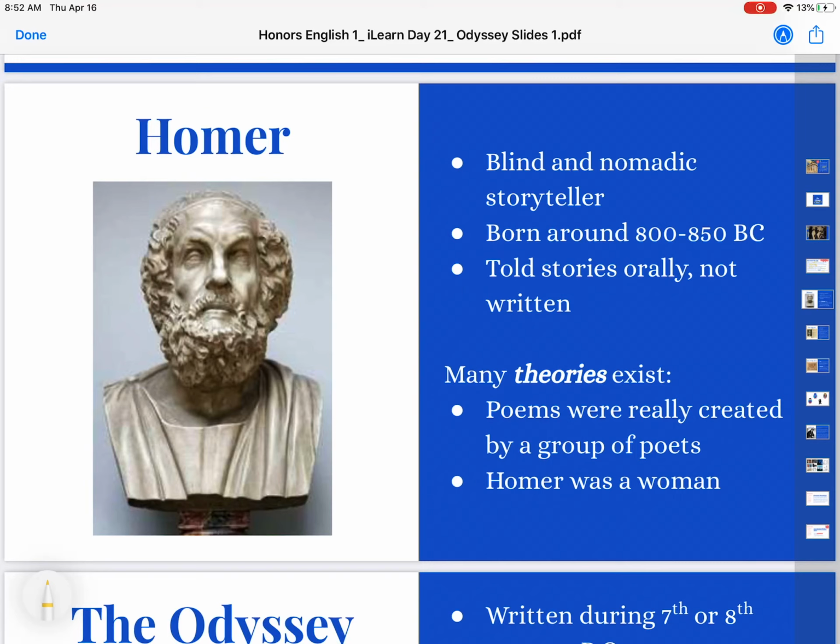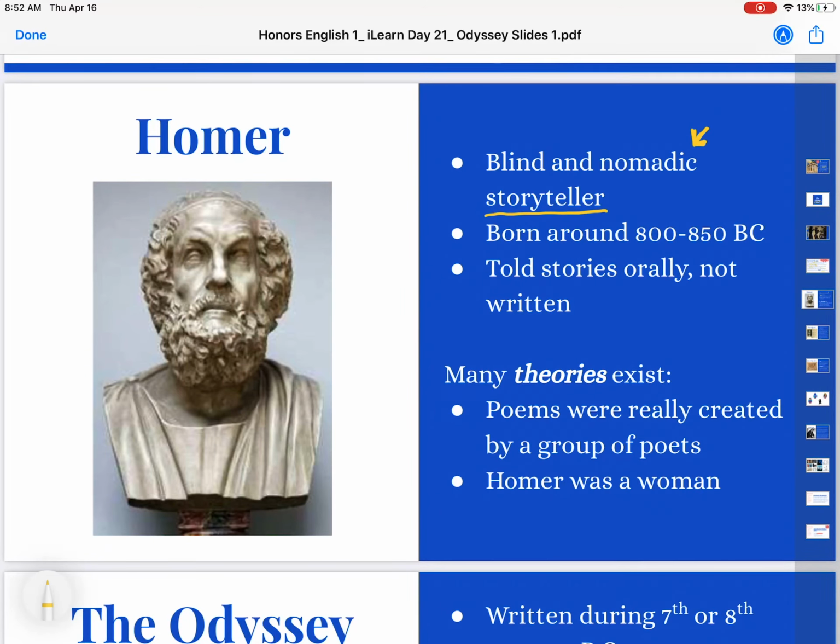So let's talk about Homer for a minute. Homer was a blind, nomadic storyteller. If you don't know what nomadic means, it means they travel and don't have a home base. A modern nomad would be like someone who lived in tents and hitchhiked around just to explore and didn't have a day job. But in this case, he was a blind nomadic storyteller. So he moved around and made his living telling stories. Probably he would tell these stories and then get coins or money.